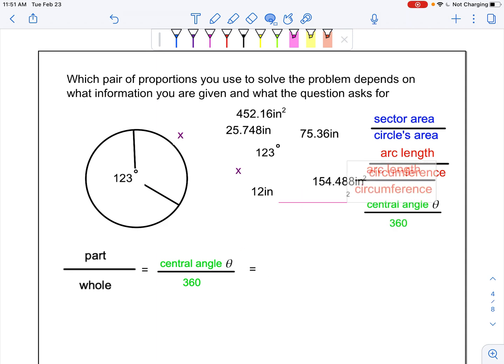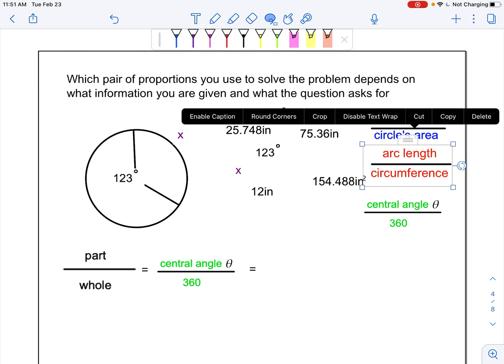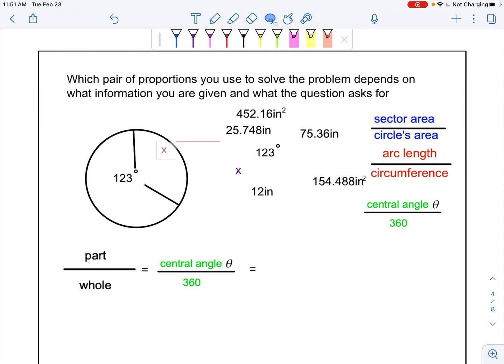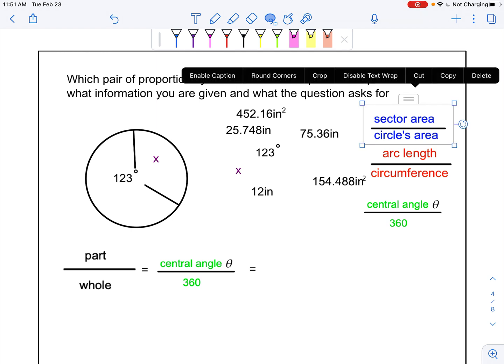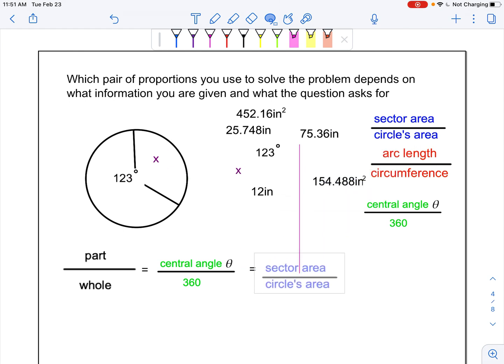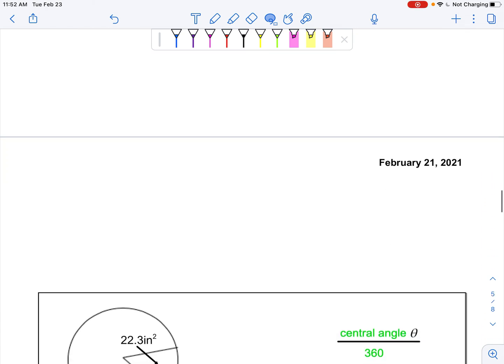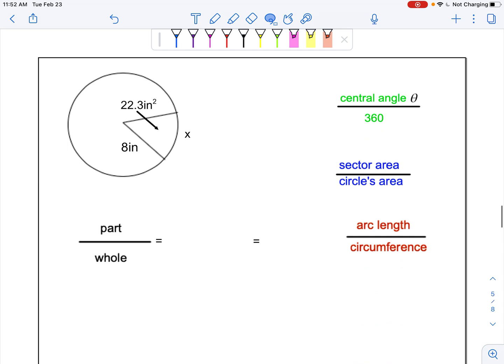So let's kind of move this one back. I'm going to leave that central angle there, but now I'm going to look for sector area. So I'm still going to use central angle, but now I'm looking for the area of the sector. That's the part, sector area, and the whole is the circle area. So you can see how those are interchangeable, and you pick and choose the one that you have and the one you're looking for. So let's practice those a couple of times.